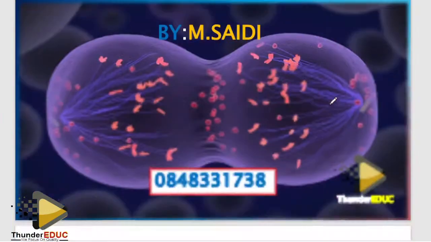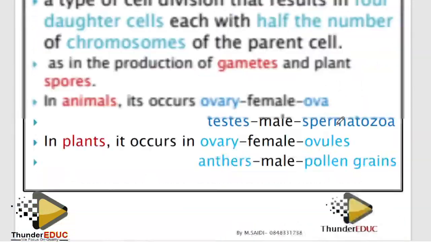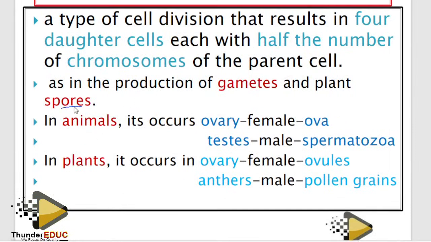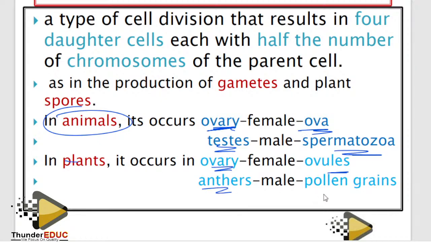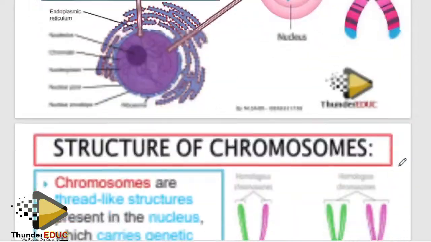Lastly, before I go, where does meiosis occur? In animals, it occurs in the ovary to form ovum, and the testis to form spermatozoa. Then in plants, ovary to form ovules, and anthers to form what? Pollen grains. That's it.